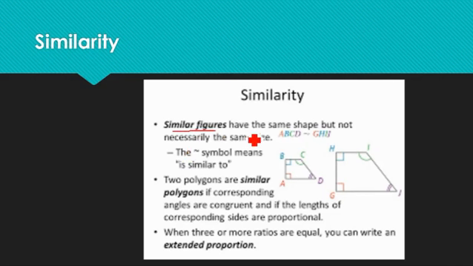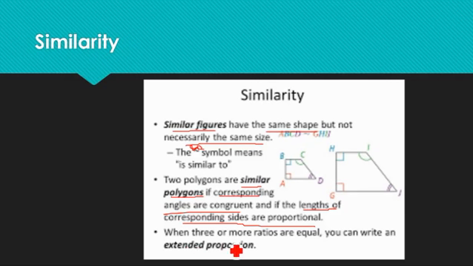It's a little quick review of what was just discussed in this part of the lesson. Similar figures have the same shape, but not necessarily the same size. Same shape, but could be different sizes. The little squiggly symbol means is similar to. Two polygons are similar polygons if corresponding angles are congruent and if the lengths of corresponding sides are proportional.